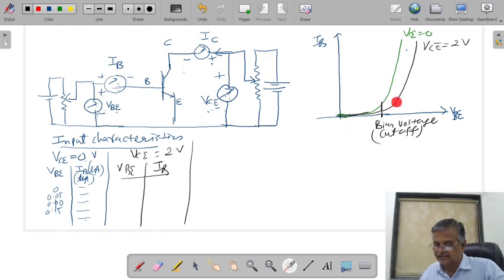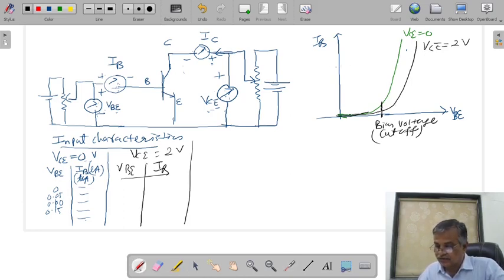This graph is similar to the forward bias diode characteristics. One conclusion from these input characteristics: this much value of the voltage is required for the conduction of the transistor. Now the second discussion. What is the second discussion?